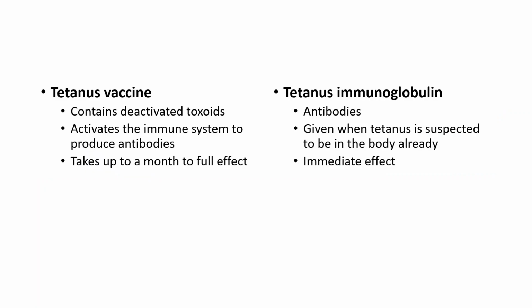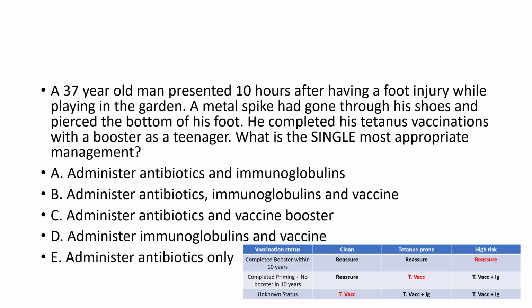Tetanus vaccines are deactivated toxoid. They activate the immune system to produce antibodies. Their effect takes a while. Tetanus immune globulin are antibodies, and the effect is immediate.